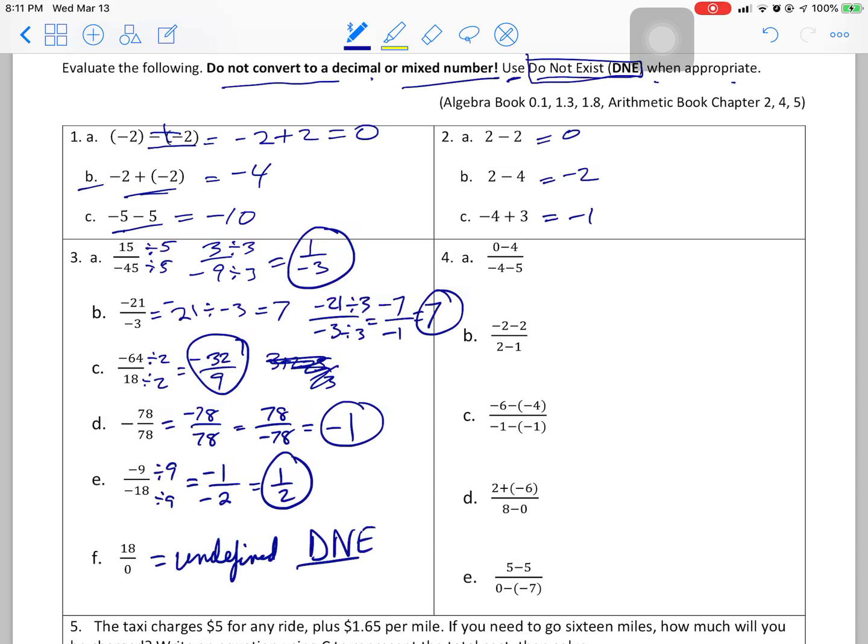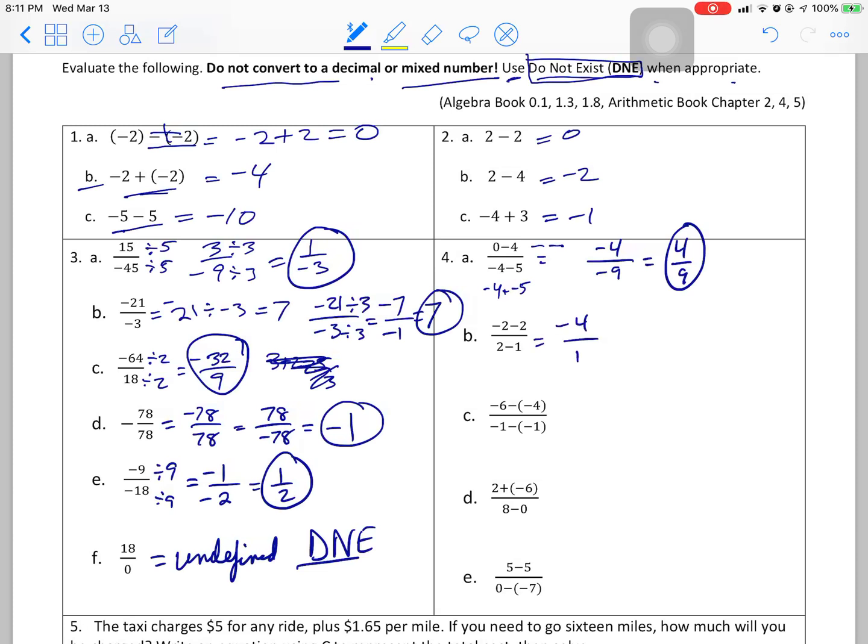You can't have 18 nothings. All right, over here, we want to make sure we're adding and subtracting across the top. So this would be what? -4. This would be a -4 plus a -5, which is a -9. A double negative fraction is a positive fraction. Okay?